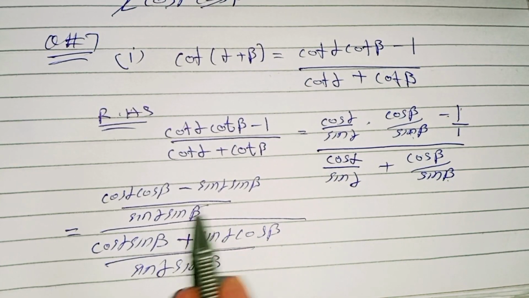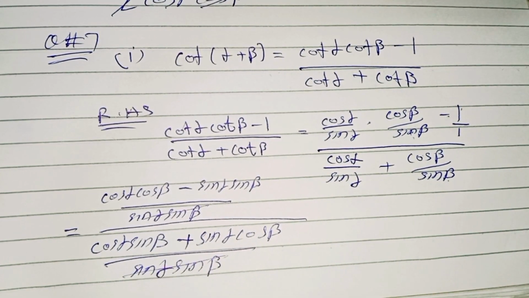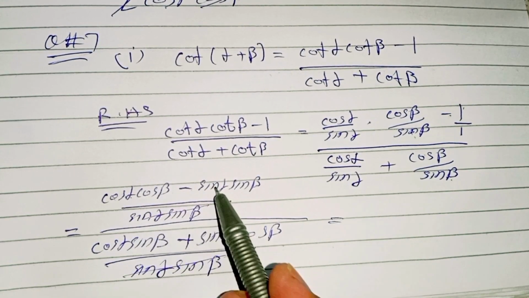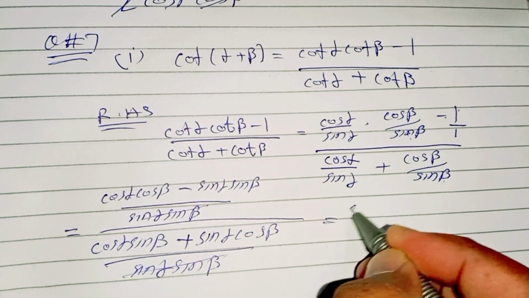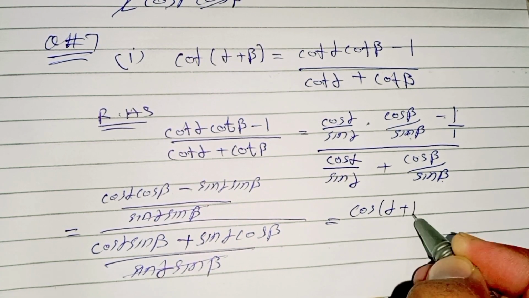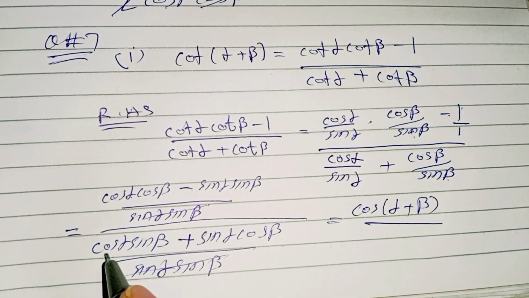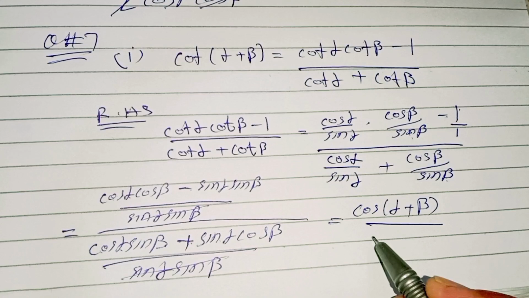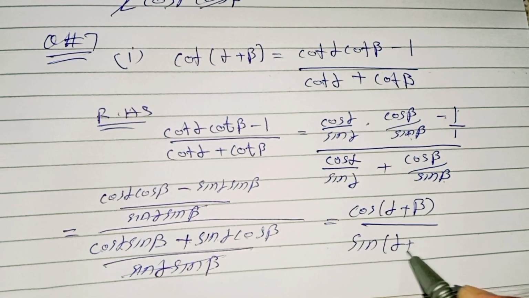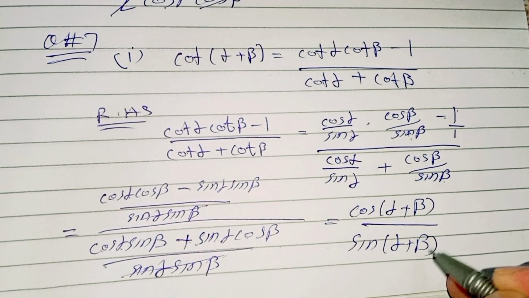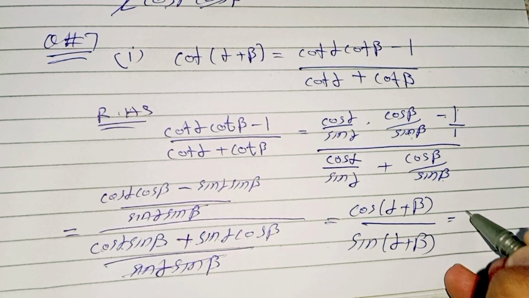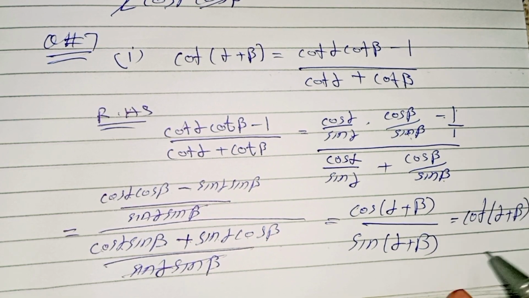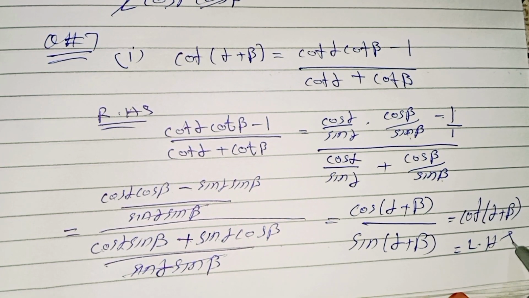Sin alpha sin beta in the numerator and denominator are cancelled, and we have the formula cos alpha cos beta minus sin alpha sin beta is equal to cos of alpha plus beta, and cos alpha sin beta plus sin alpha cos beta is equal to sin of alpha plus beta. And cos over sin, if the angle is the same, will be converted into cot of angle alpha plus beta, as required on the left hand side.